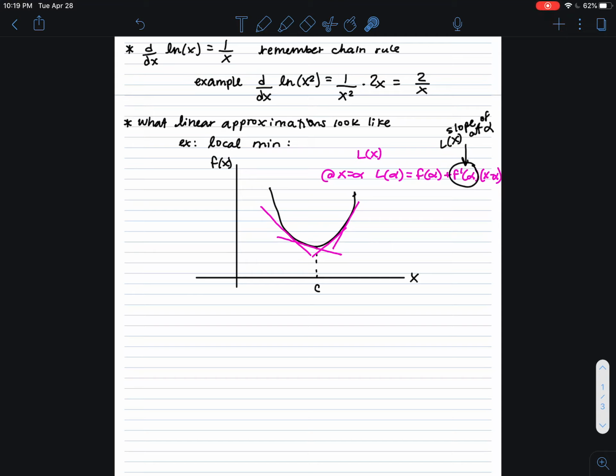A local minimum and a local maximum have tangent slopes of 0, which means the derivative is equal to 0 there. And if the derivative is equal to 0 there, then the slope of our linear approximation is equal to 0 there. So that's just a reminder on how those are related. Again, I know this is quick, but it is very helpful for your exam, so I don't feel too bad. Okay.